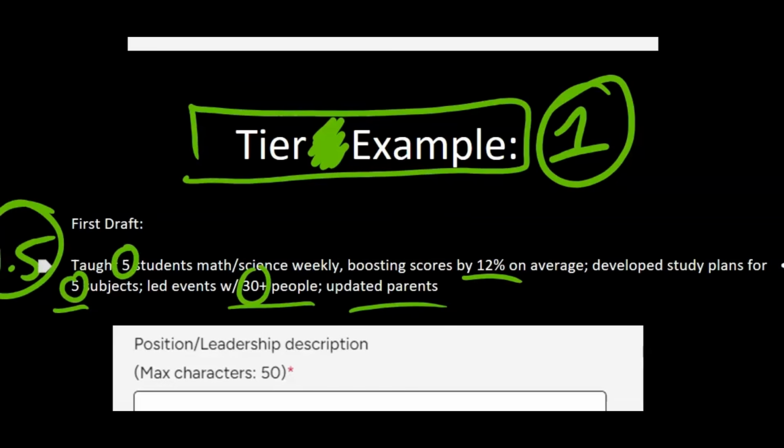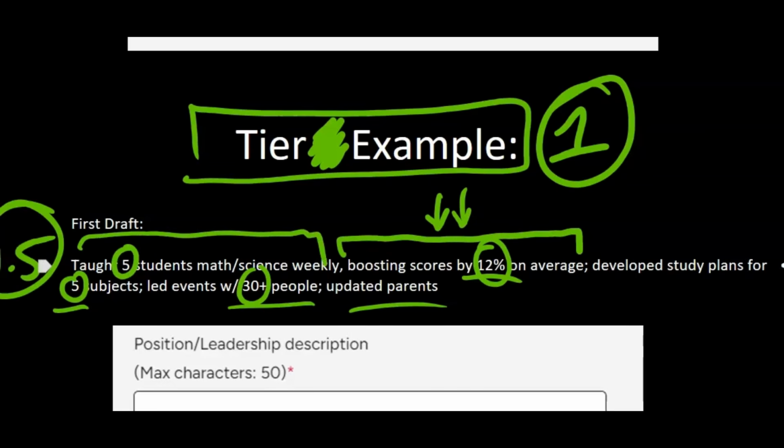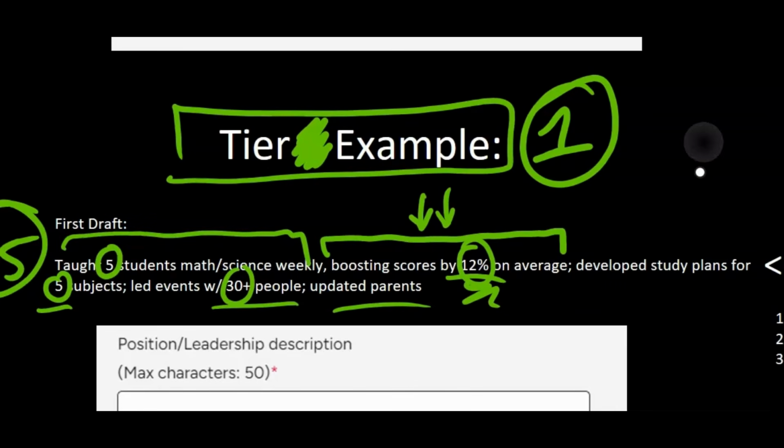I see a lot more numbers, right? I can already circle all these numbers and it's great. I also have a direct, quantifiable impact as a result of your responsibility or action, right? You taught kids math and science and you boosted their scores by 12% on average. That's amazing. Perfect. You developed study plans for 5 subjects, so now you're actually specifying the number of study plans you made.